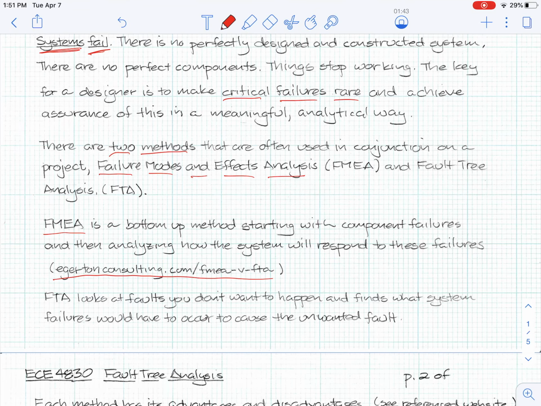FTA, fault tree analysis, looks at faults that you don't want to happen. I don't want this to occur in my system, or I want this to occur really, really rarely. And so you look at that fault and then you go down from there. So it's a top-down analysis and determine what individual failures or what specific failures can cause that to occur.